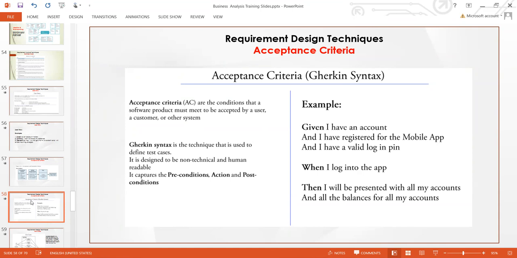So for instance, during the testing, a user uses the valid login PIN to log into the app. And after logging in, you find out that the account is not presenting any account balance. That means there is an error. So there is a bug, and it means the app does not pass the UAT test. So you need to go back to the developers to fix the bug and then go through a regression testing. So that's how a user story works.